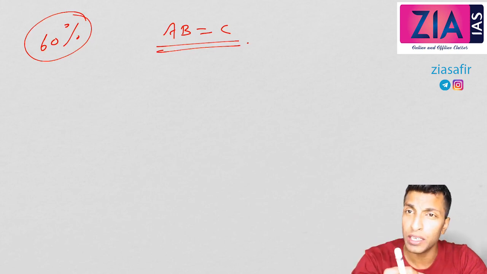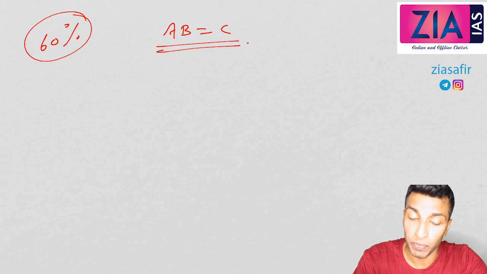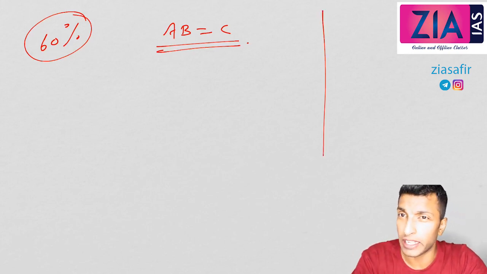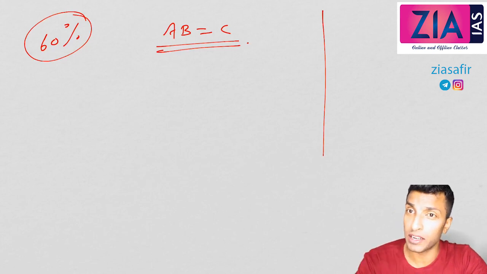Now AB equal to C, you can also call it the constant product rule if you want to put it that way. The reason I'm saying 60% is that in the Agarwal textbook or TMH or whatever textbook you're following, the chapters are divided. There will be speed, distance, time, there will be time and work. So all these are different chapters.